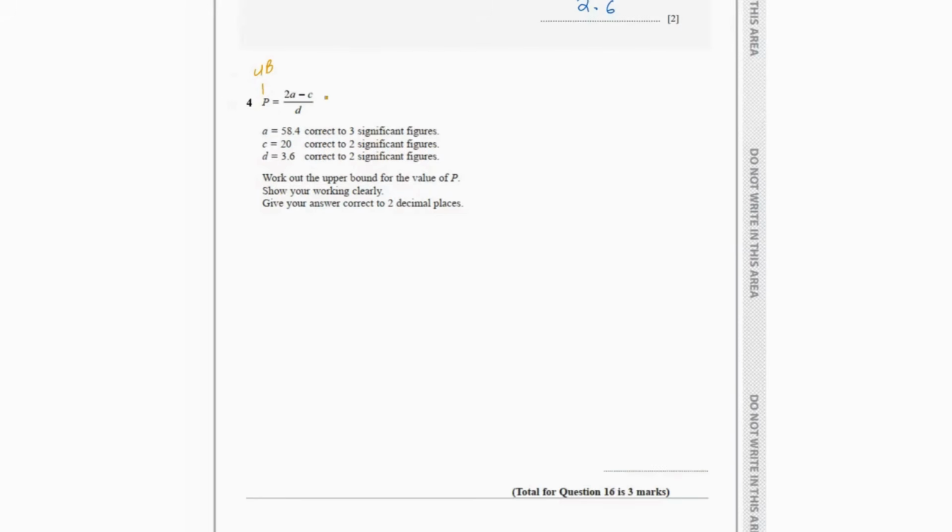So when there's division and we're trying to find the upper bound of the subject, that means the numerator is going to be upper bound and denominator is going to be lower bound. If it was lower bound of P, you would be dividing the lower bound of the numerator by the upper bound of the denominator.